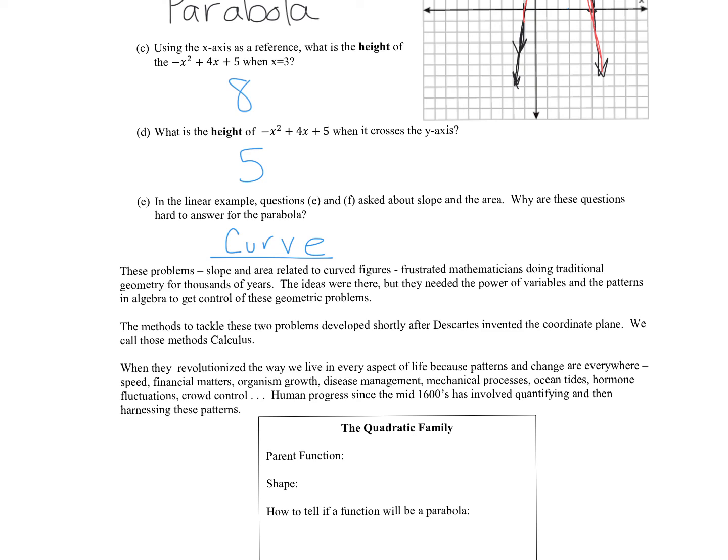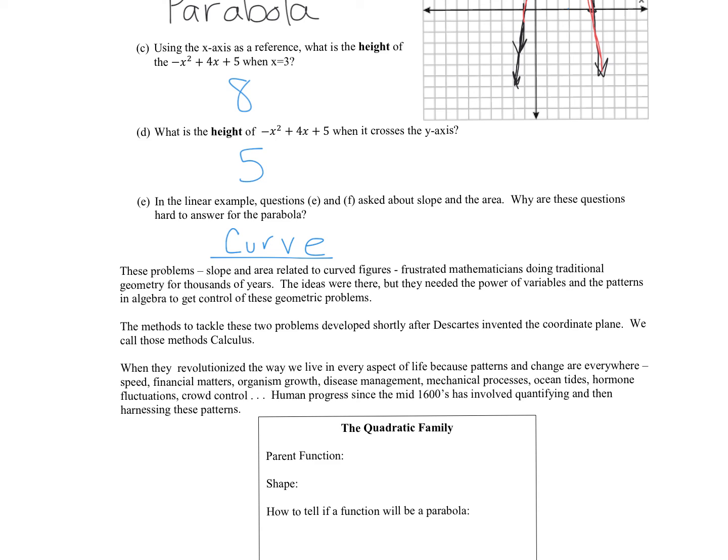So once we started to make shapes out of algebra, we could use all the manipulation of variables, and they actually found ways to tackle that area question and the slope question. The methods to tackle these two problems developed shortly after the coordinate plane, because it just moved things forward when we could think about algebra and geometry together, and we call these methods calculus.